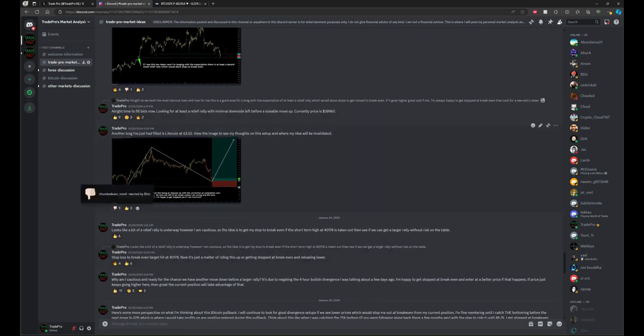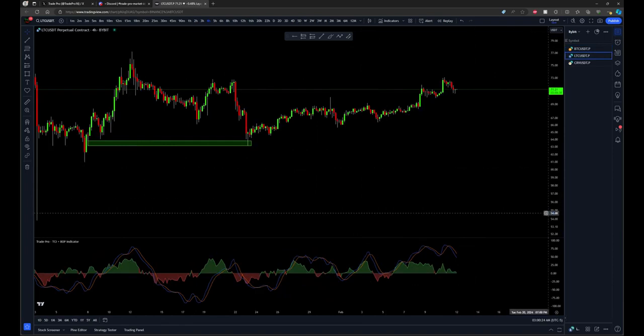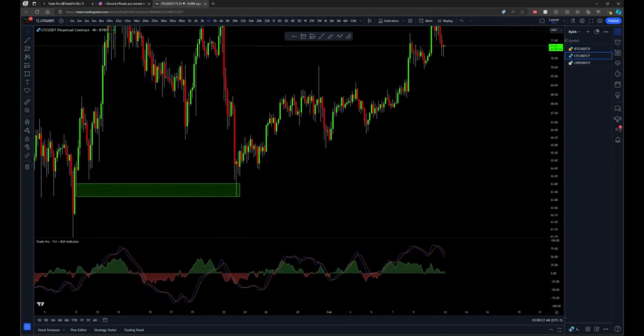You can see my consistent updates here with Bitcoin and also the setup with Litecoin. Someone actually disliked that one on the Litecoin setup, but turns out it ended up being the exact bottom before this rally. So zero drawdown with that setup.